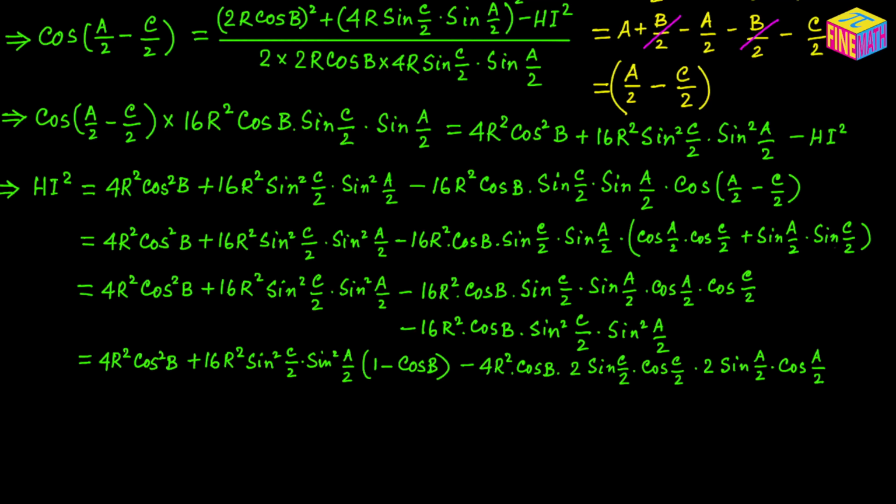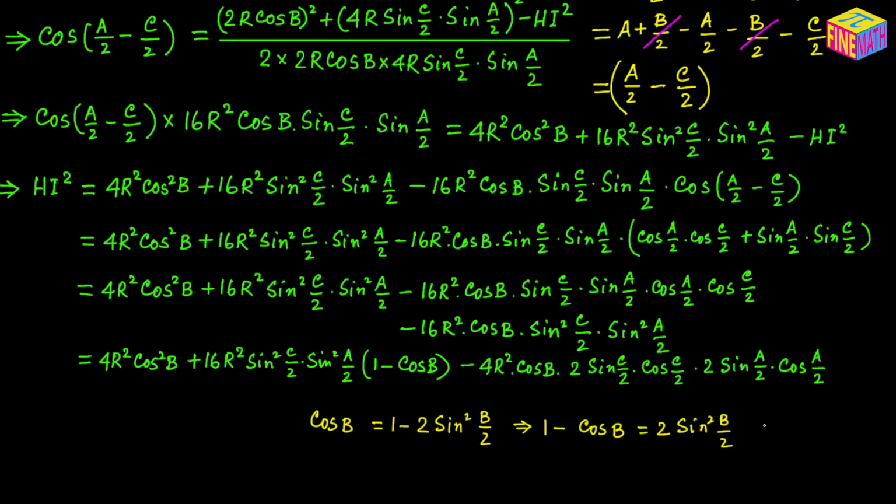In the next step, I'm going to replace 1 minus cosine of B with 2 times sine squared of B over 2, because we know that cosine of B can be written as 1 minus 2 times sine squared of B over 2. And from here, if you think about it, 1 minus cosine of B can be written like this. Also, I'm going to do another thing.